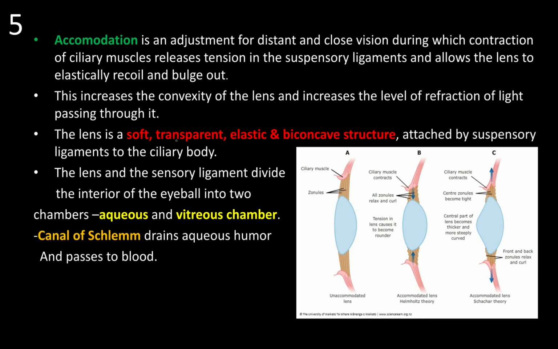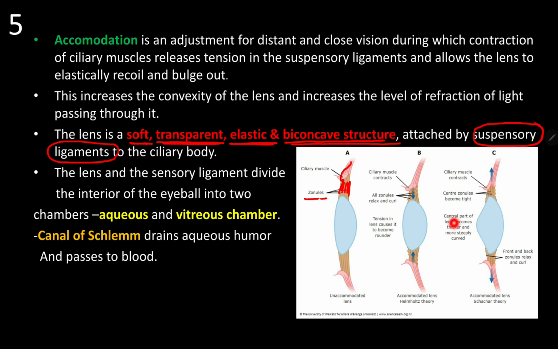Our lens is soft, transparent, proteinaceous, elastic and a biconvex structure. Both ends of the lens are attached with a ligament. That ligament is called zonular ligament, or we are also calling it suspensory ligament.